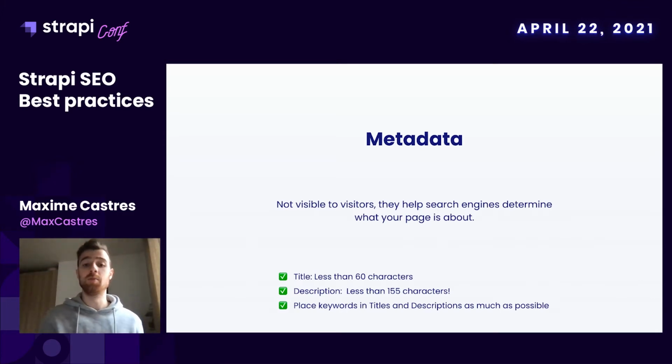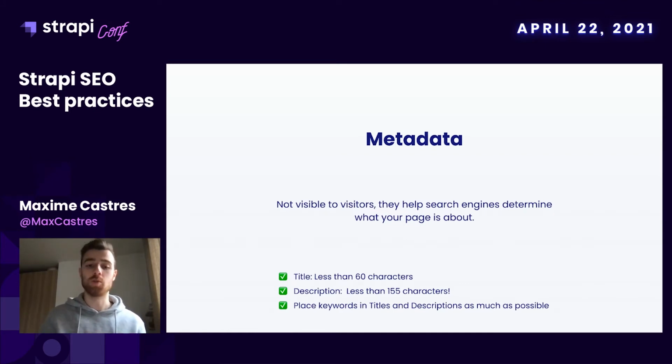So, metadata. Metadata are not visible to visitors. They help search engines determine what your page is about. So for example, if you search Strapi SEO on Google, the title and the description you will see are the meta title and the meta description of the page.